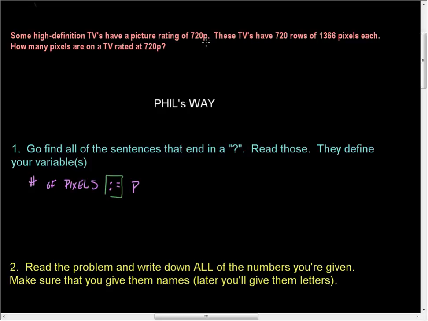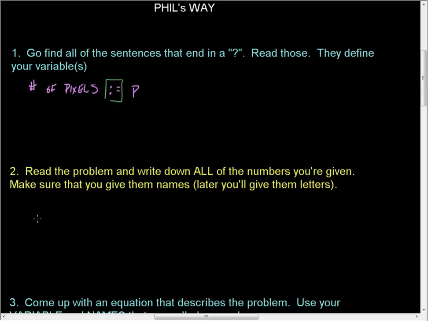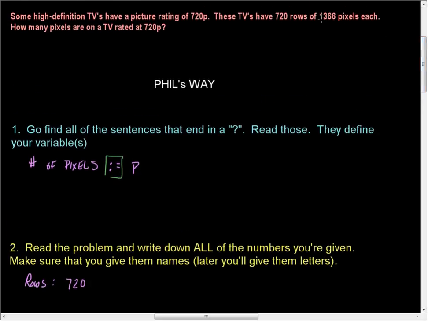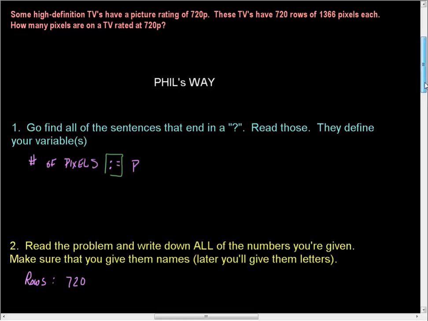Okay, and there's really nothing there to use. These TVs have 720 rows of 1366 pixels each. Okay, so now I have some real numbers here. I have a number of rows. I'm going to call them rows. So let's go ahead and stay in purple here. Rows: 720. And now it says of 1366 pixels each. That's each row has 1366 pixels.